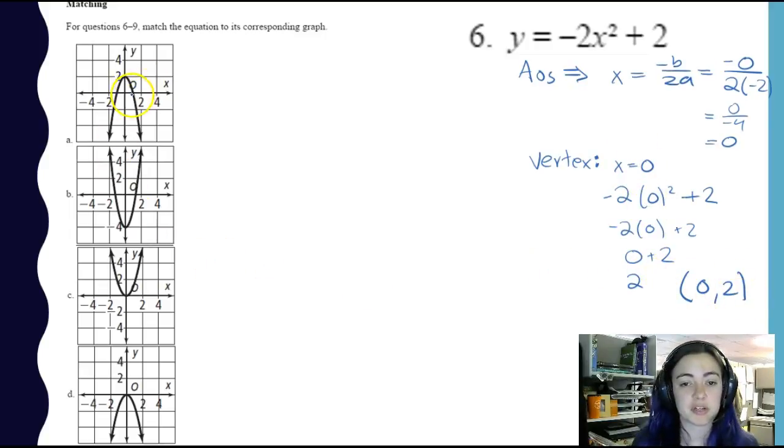That might help us more. So let's see, 0, 2. So that could work out. 0, 2. This one can't. 0, 2. Not this one, and not this one. So just from that information, we can jump right away. We know that graph A matches.